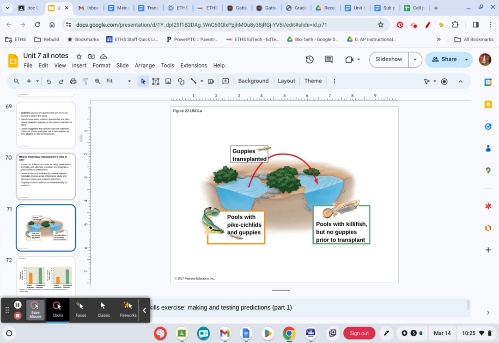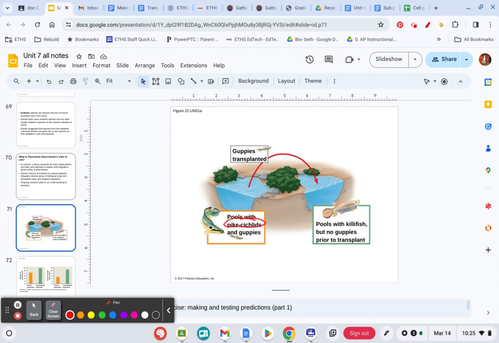So there's an example here where they tested this in different pools. They had one pool that had this thing called a pike cichlid, and that eats the guppies. And in that case, you see that there's not many spots, because the guppies that have a lot of spots and are very colorful, they're the ones that get eaten.